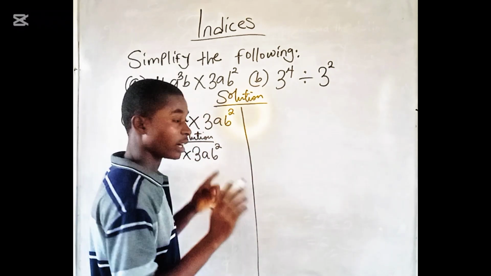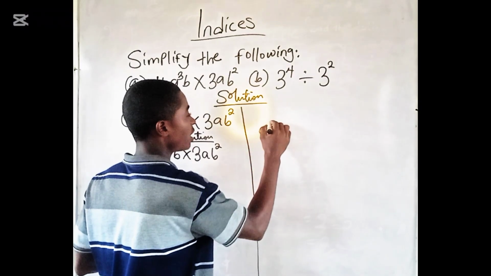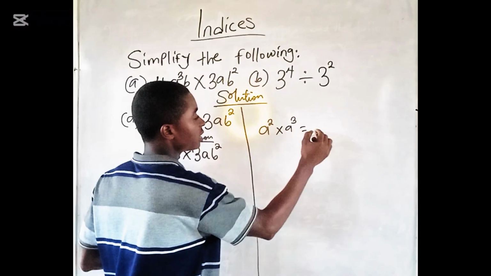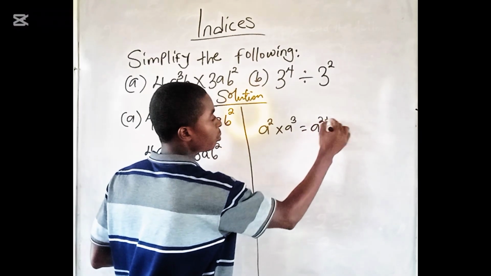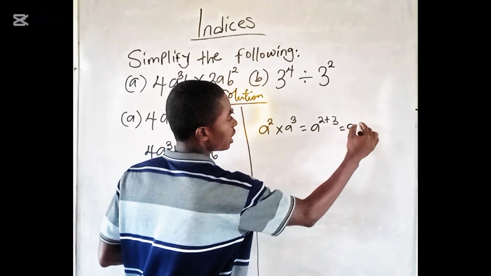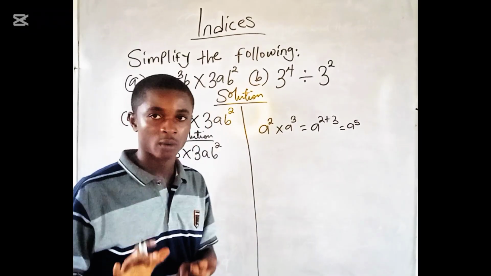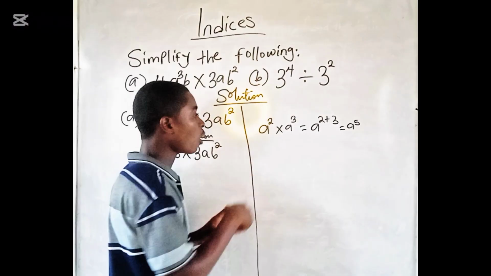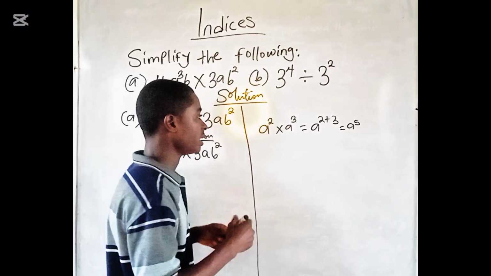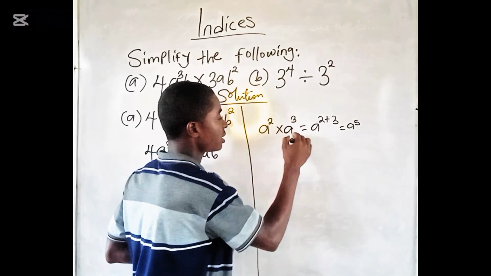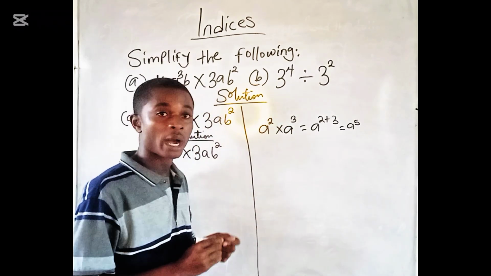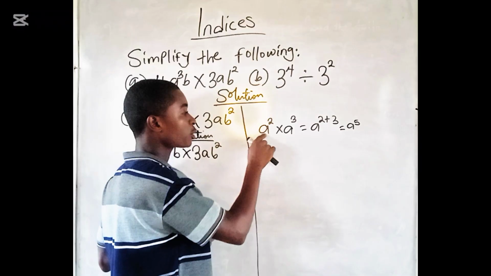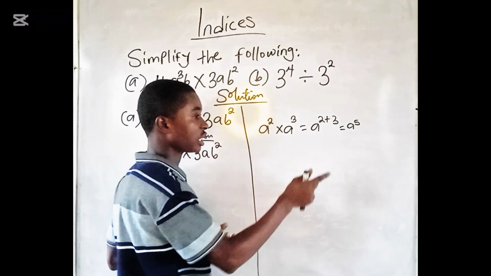Now if you have, for example, a power 2 times a power 3, this is the same thing as a power 2 plus 3, which is equal to what? A power 5. Now let's get this very well. Anytime you see a common base, a is the base, while 2 and 3 are the power, the index, or the exponent. So this is the same thing as a exponent 2 times a exponent 3.